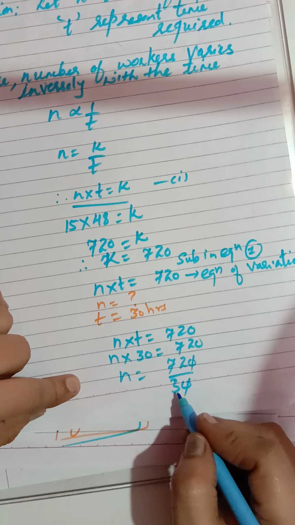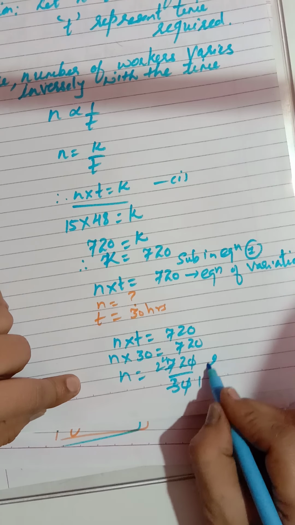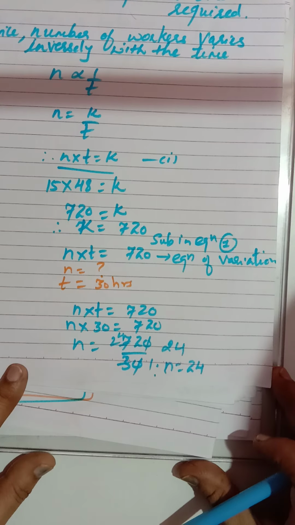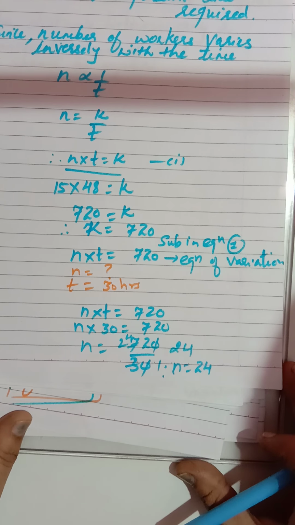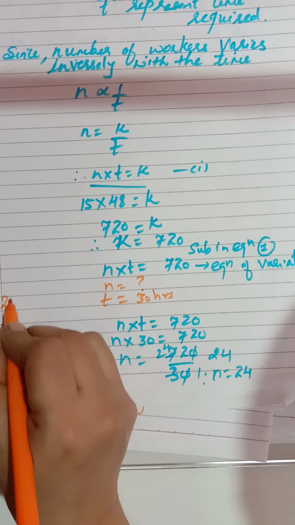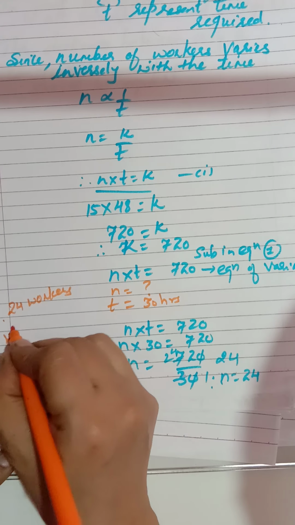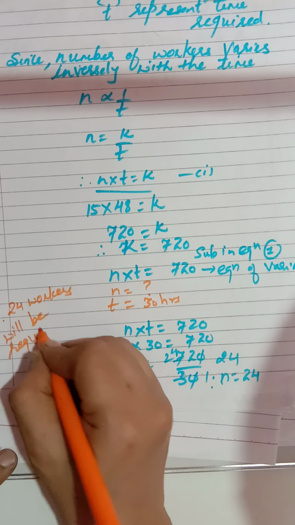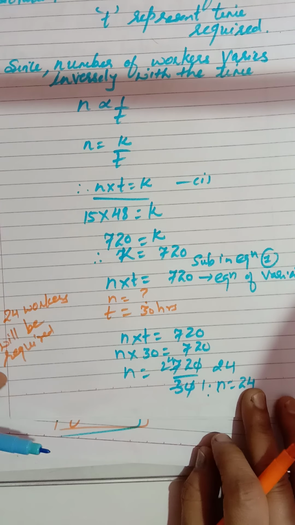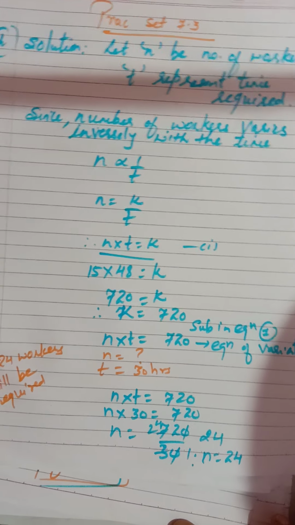Zero and zero cancel, 3 2s are 6, and 12, so 3 4s are 12, so we are getting 24. Therefore n is equal to 24 workers. You will write this in your notebook. Therefore 24 workers will be required. This statement will go down, since here there is no space, so I am writing here. So 24 workers will be required. You can copy down this question.